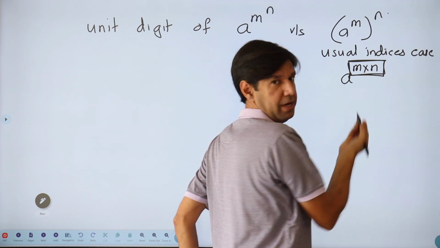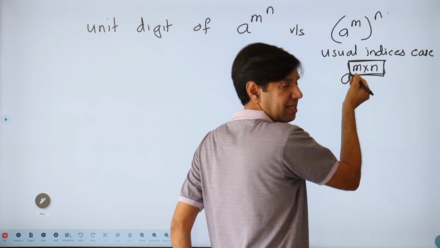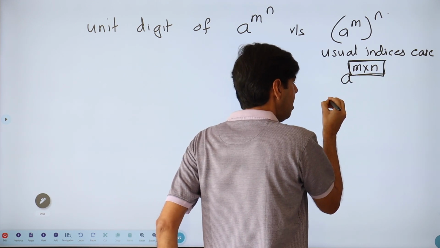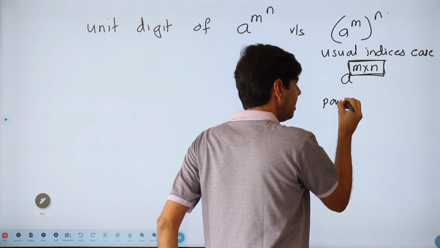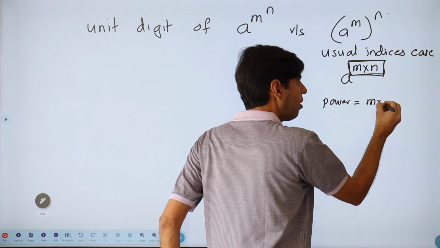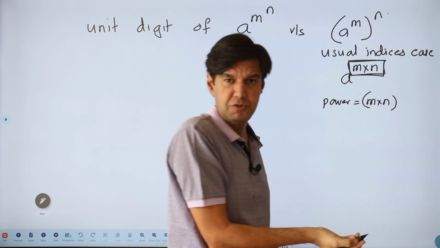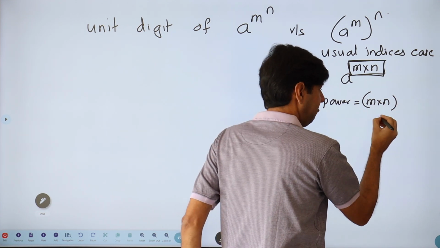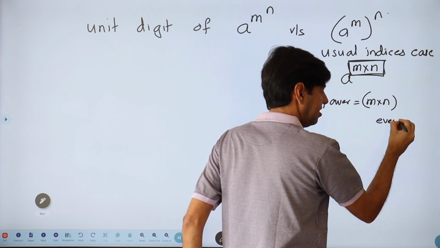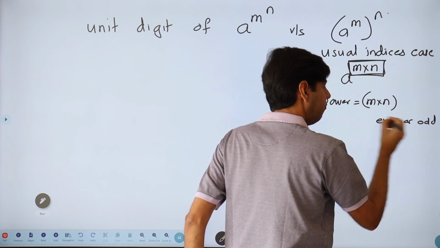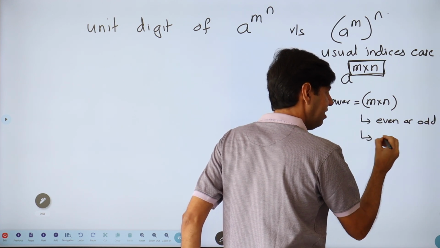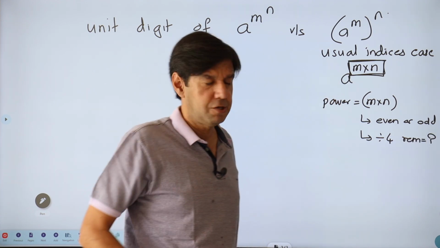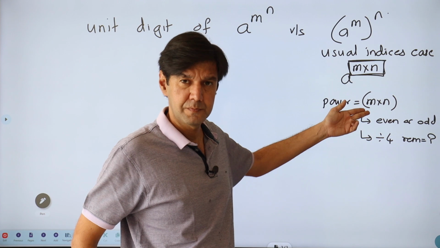So this is as good as a raised to n, where instead of n you have m plus n. What we will do is think that the power is nothing but m into n, and accordingly continue checking whether this is even or odd. If it is a case of 4, you check whether the index is even or odd. Or we take the index, divide it by 4, and check the remainder. These are the usual two things that we check for the power.